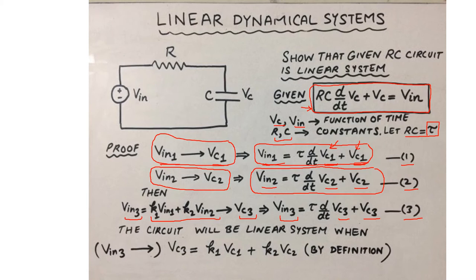So in order to show that this circuit is representing a linear system, by definition we need to show that VC3 equals the weighted sum of the corresponding outputs, that is VC1 and VC2. These are the outputs which correspond to the inputs Vin1 and Vin2 by definition.